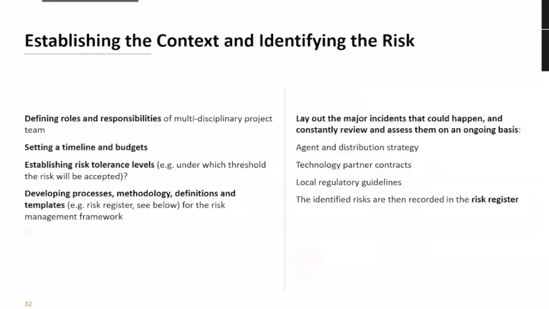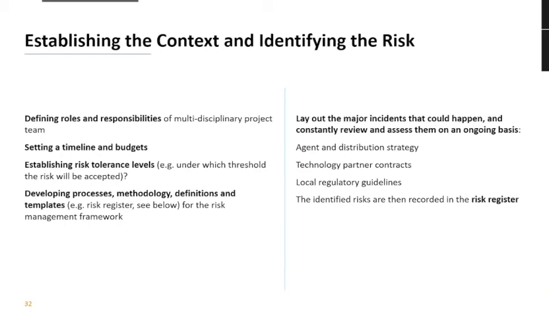And once we have a team, let's establish the context and identify the risk. We have to define clear roles and responsibilities of the multidisciplinary project team, set a timeline and budget, and establish the risk tolerance levels, under which threshold the risk will be accepted. We have to develop processes, methodology, definitions, and templates, for example, a risk register. I will talk a bit later on this.